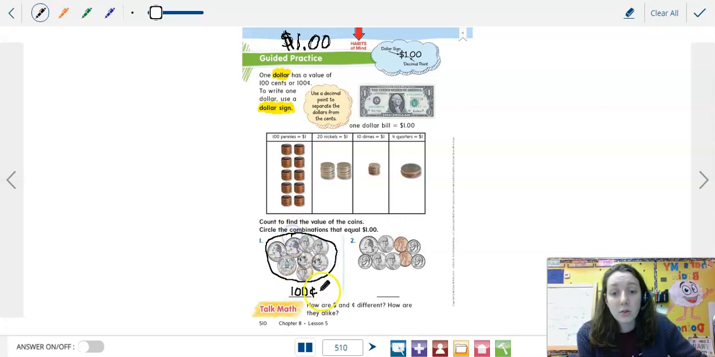So you could have written it as 100 cents, or you could have written it as $1. Because that's the same, saying the same thing. 100 cents is $1. All right, let's try this next one.